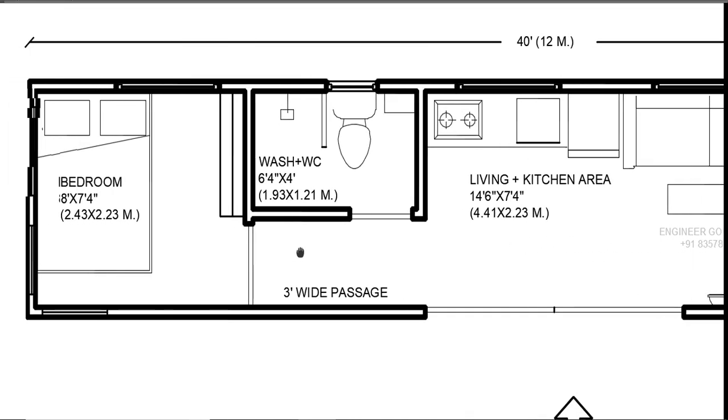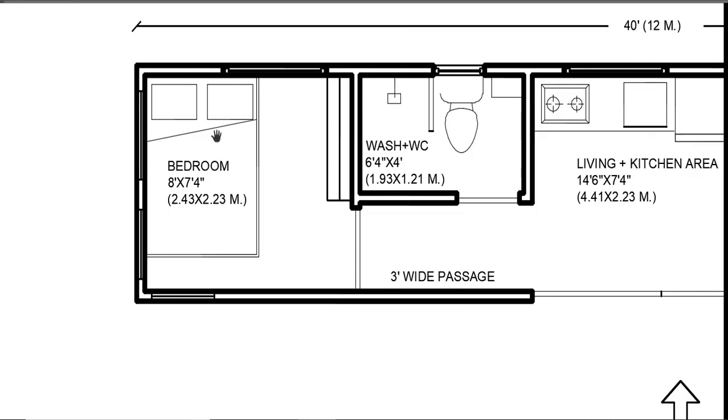If you go on the left side, so we have bedroom number 2 here. You can see here the bed arrangement, wardrobe arrangement and windows for ventilation and light purpose of this room. So this is the floor plan of the house you are watching on the screen.